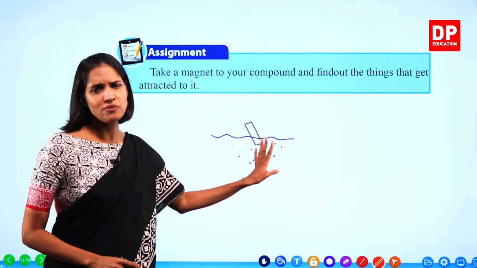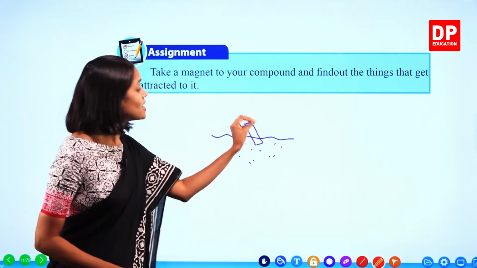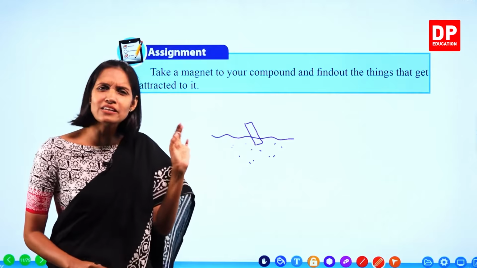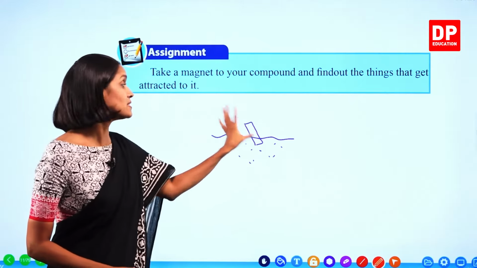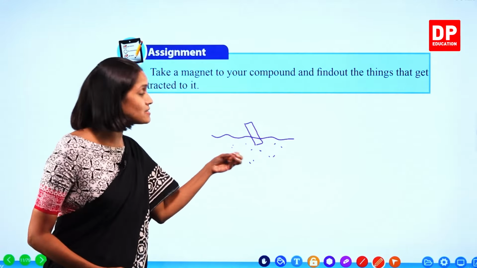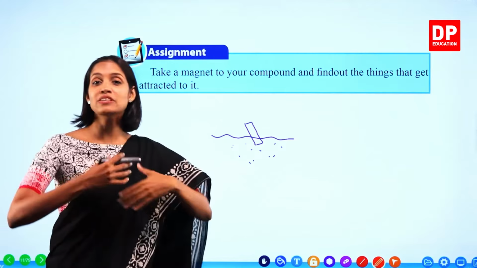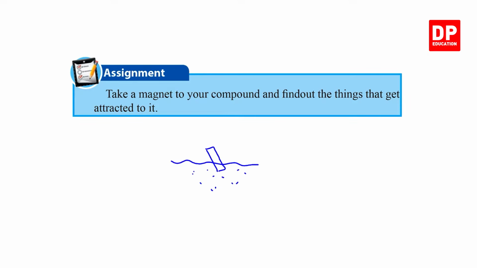Most of the time you wouldn't be able to observe many things getting attracted to the magnets, but sometimes, children, you will see tiny pieces of substances get attracted towards the magnet. What is the reason? There are a lot of minerals, different materials mixed with soil. This is why, if you observe carefully, sometimes you will be able to see tiny particles attracted towards the magnet.